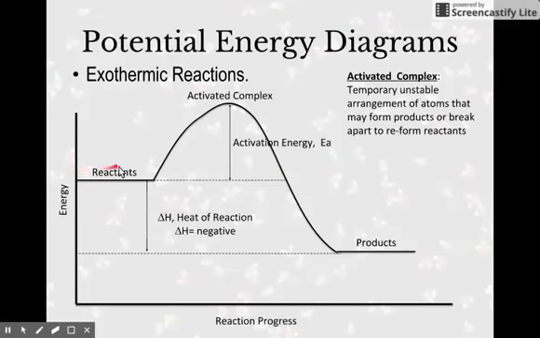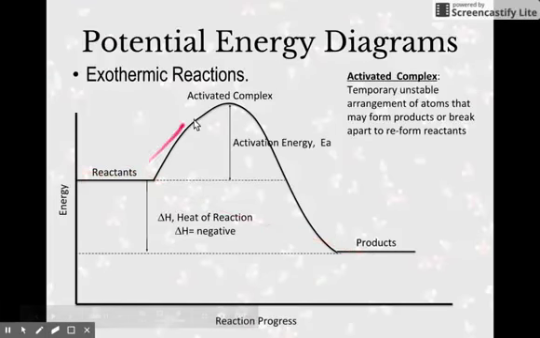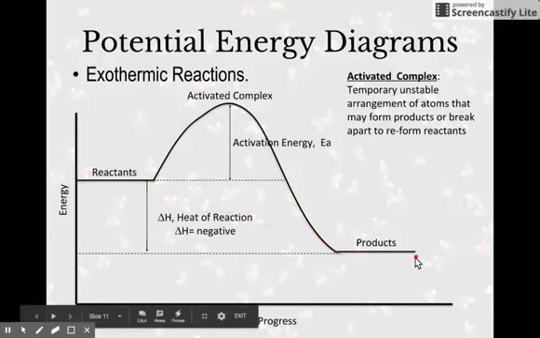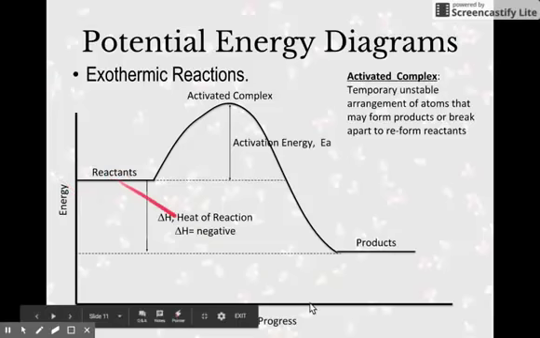So your reactants are going to be here on the left side, just like they're on the left of an equation. The reactants are going to be higher in energy, and our products are going to be lower in energy. So it always starts high and ends up going lower for an exothermic reaction. You always see this kind of trend. Reactants are here, your products are down over here.